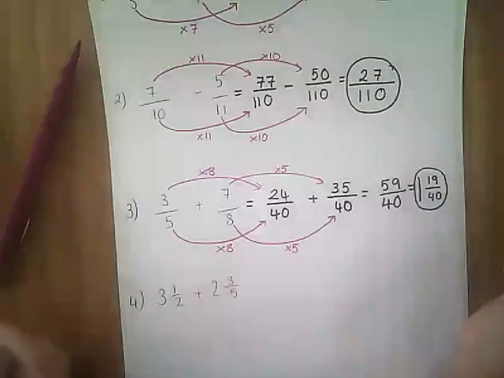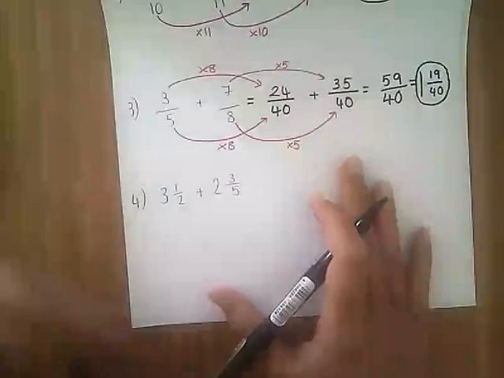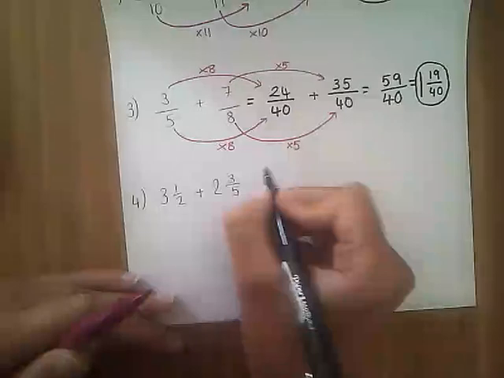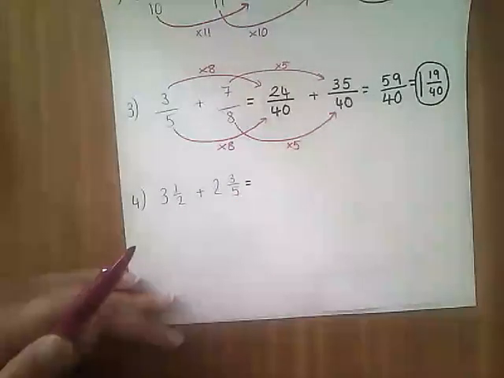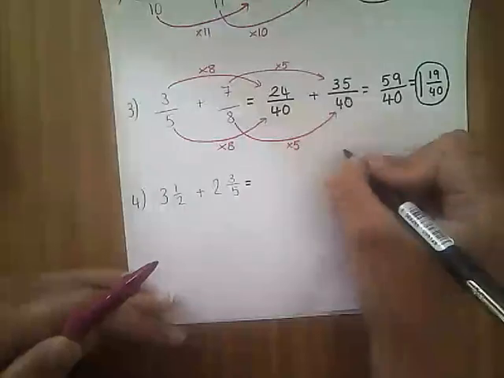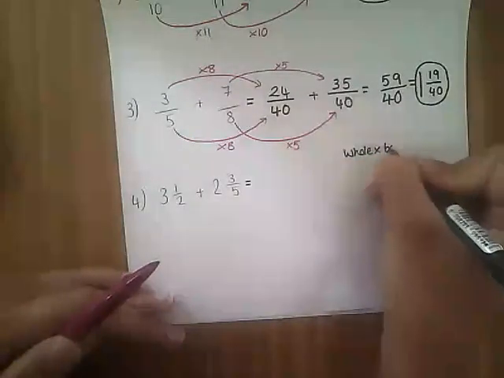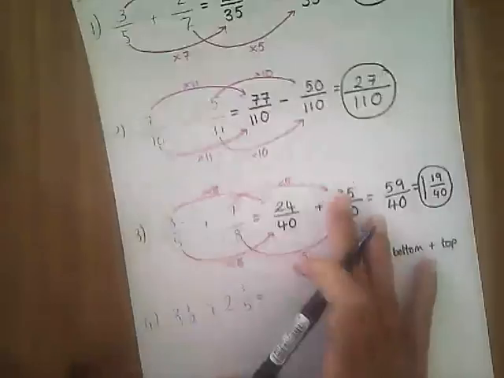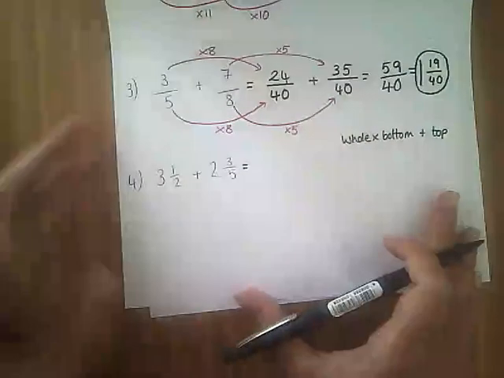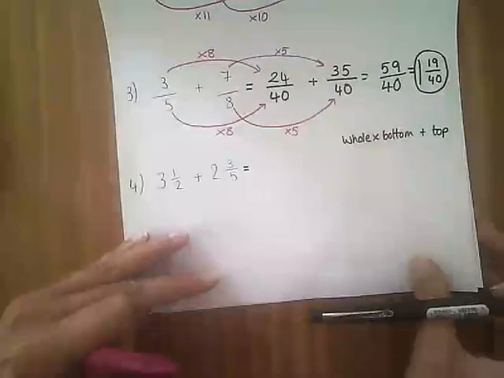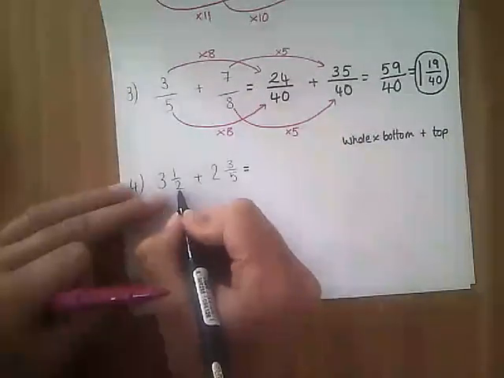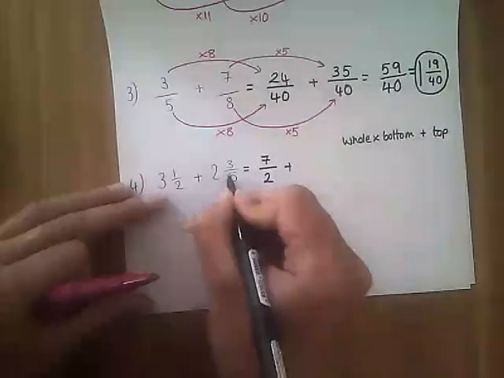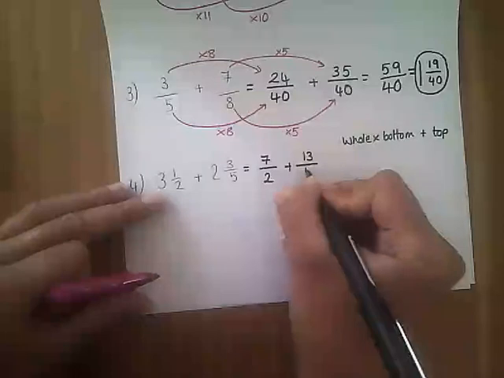Okay? Right, number 4. We're approaching the hardest ones you'll get now. 3.5 plus 2 and 3/5. Your first step is to make them top heavy. Remember to make them top heavy. We do the whole times the bottom, add the top. If you need to revise that, go and look at the video on converting between improper and mixed number fractions. Okay, whole times the bottom, 3 times 2 is 6, add 1 is 7, so it's 7 over 2, plus 2 times 5 is 10, plus the 3 is 13, 13 over 5.